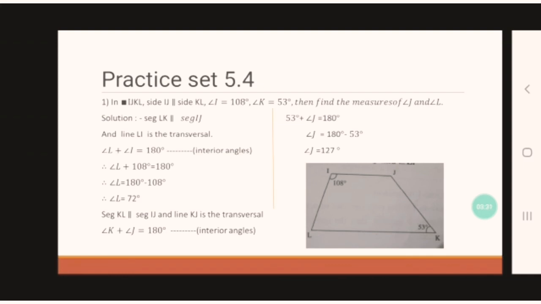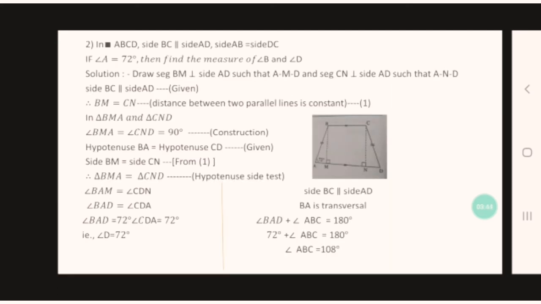Next one also in the similar manner, 180 minus 53 you get the answer as equal to 127. Very simple problems. It is just based on your practice. The more you practice, the more clear your idea becomes. Now we are on question number 2 of practice set 5.4.